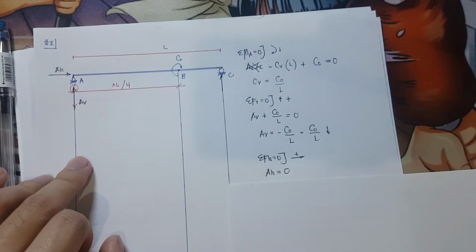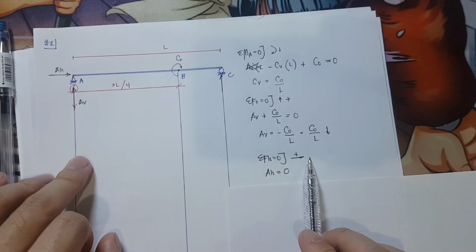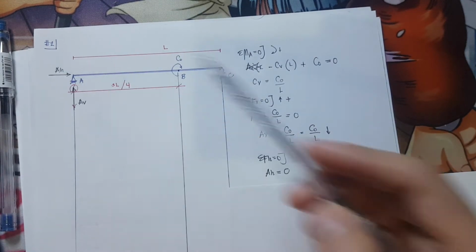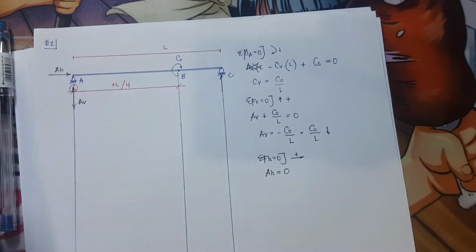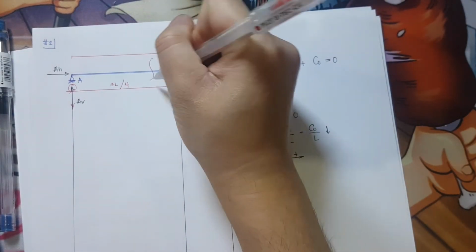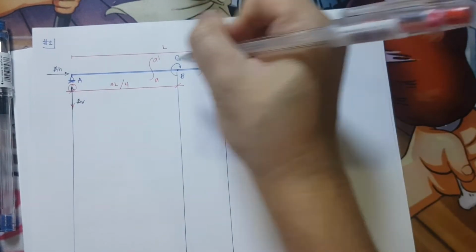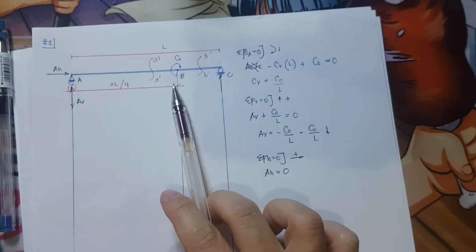Next, summation of forces horizontal is equivalent to 0. All forces towards the right should be positive. But we only have A horizontal as our horizontal force. So A horizontal is equivalent to 0. Okay, so redrawing the free body diagram, I will be having my cutting plane at section AB. So this is my cutting plane A prime for segment AB. Then I have here B prime, my cutting section for segment BC.